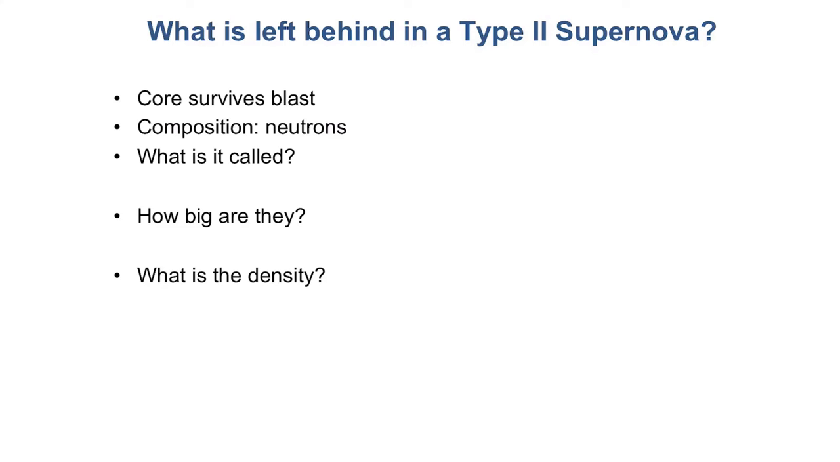So often it is the case that that core will survive the blast, and you will have an object there that is made almost entirely of neutrons. And what do we call such an object? Well, we call it a neutron star.